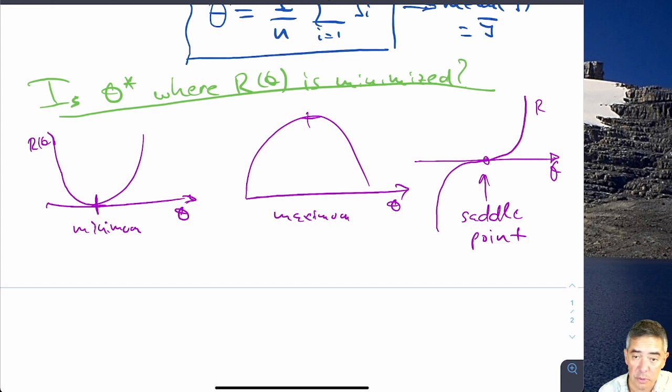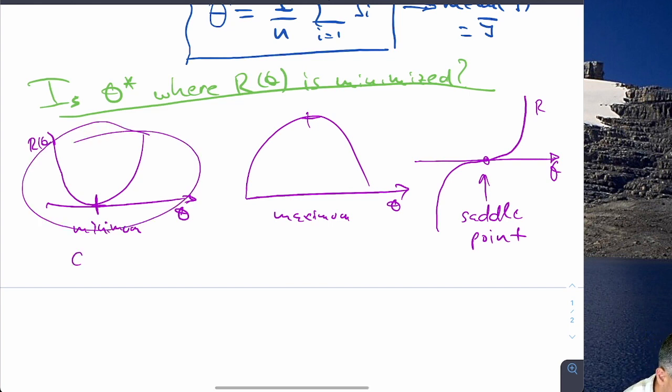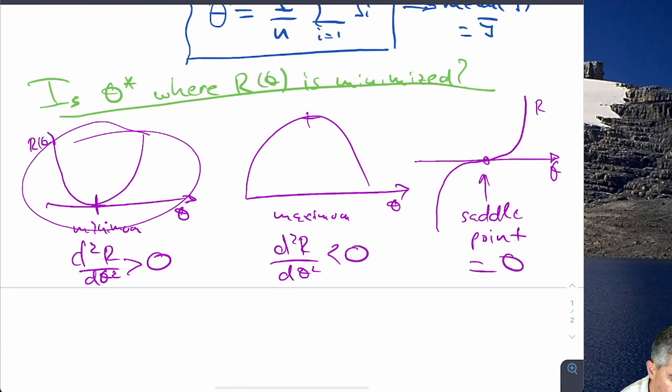All these three are critical points where the derivative vanishes, but in order to find out whether the point we found is actually a minimum and not a maximum or a saddle point, we need to find out what is the shape of the neighborhood of the function. Does it look like this? Looking like this means that the second derivative of the function with respect to theta should be greater than 0, because in this case the second derivative is negative, and in this case it's equal to 0. So we're looking for whether that derivative is greater than 0. If it is, we're good to go. If it isn't, then we didn't find a minimum.